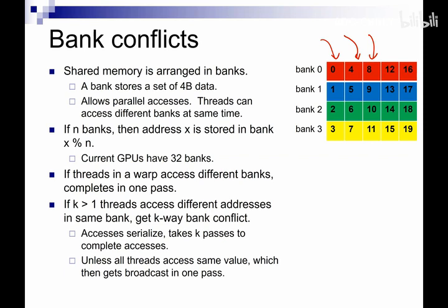The only exception is if all these threads access the same bank, but it also happens to be the same value. In that case, the value gets broadcast, and all these accesses still finish in 1 pass. But if they access the same bank and they're different values, then it's going to take k passes. Also, this only applies for one particular warp. If threads from 2 different warps try to access the same bank, that's not a bank conflict, right? That will not cause a slowdown.